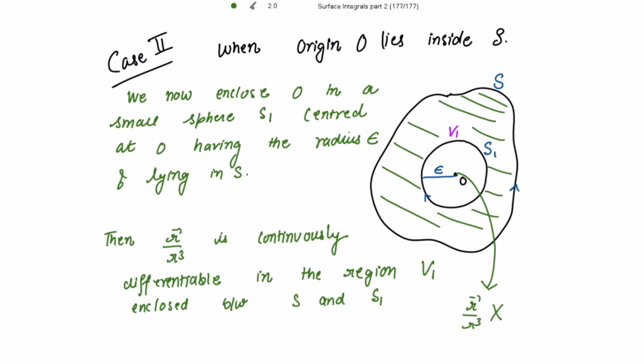That is why it is needed to enclose the origin O with the small sphere S1, so that Gauss's divergence theorem can be applied. Right? I hope it is very clear. Both the cases are very clear. Okay, let's move further on.